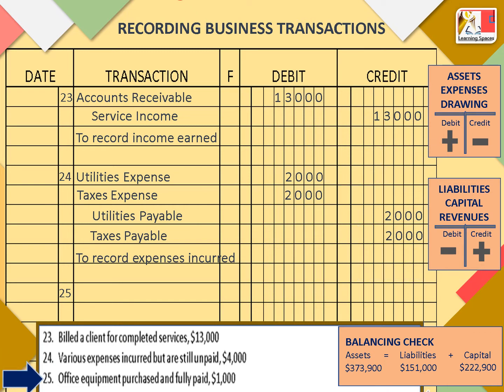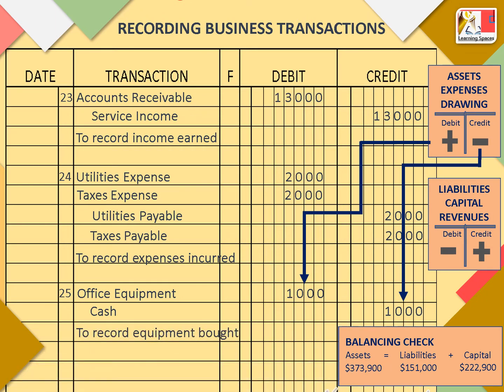Pushing forward to the transaction on March 25, where another purchase of equipment for office use was made, that will increase the asset account, office equipment, by $1,000, and is plotted on the increase side of assets, which is debit. The purchase was made on cash basis, therefore, the asset account cash will be decreased by $1,000, and is plotted on the decrease side of assets, which is credit.